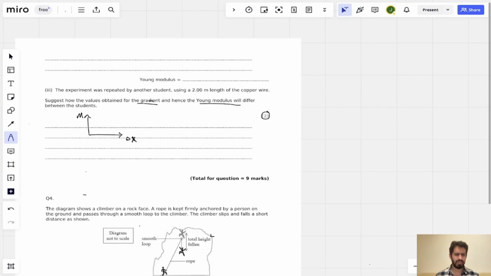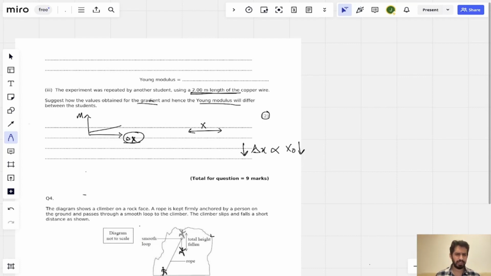So what you need to understand here in this question is that if you are using a shorter piece of wire, the extension is always proportional to the original length, x naught. So if you are using a shorter wire, the extension that will be produced will also be smaller. So you can see that for a 2-meter length of copper wire, the extension delta x will also decrease. So it means that the slope will decrease.